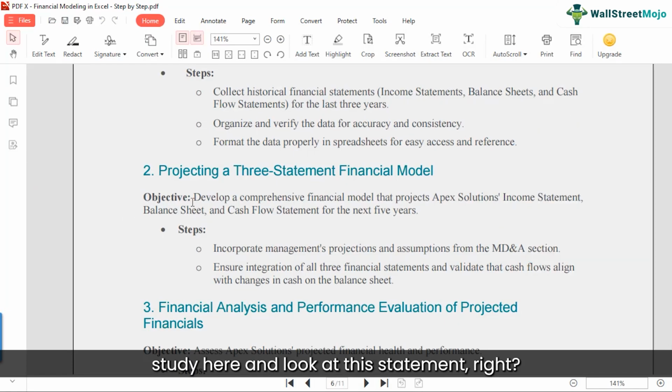The objective is to create a financial model for the next 5-year period, right? And you need to incorporate management's projections and assumptions from MD&A section. Now, question is, what is MD&A? MD&A is nothing but management discussion and analysis section. So it's typically a part of the SEC filings.